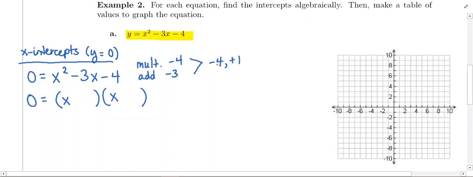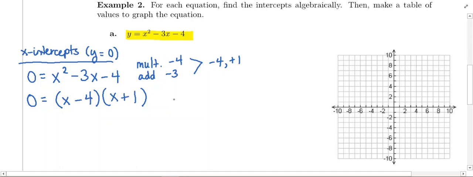If you multiply them together, -4 times +1 is -4, and if you add them together, -4 plus 1 gives you the -3. So these are the two numbers that you're looking for, and once you've identified them, that's what you need to write in the parentheses. It doesn't matter which order you do it. One number is going to be -4, and the other is going to be +1.